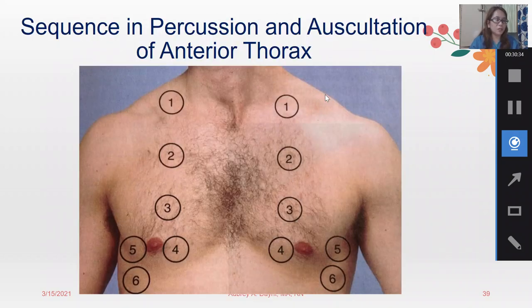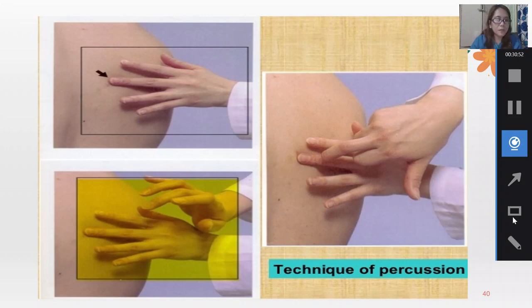Okay? So, another sequence, pag naka-anterior naman si client. So, you follow again. Again, hindi siya pa-X. Hindi yung 1, tas X. 1, dito, then baba ka na agad. Then, ganyan. So, ganun siya. Z. In technique of percussion, so ganyan po ang technique. Okay, middle finger, then itatap mo lang din with your middle finger. Okay, pwedeng isa lang yan, pwedeng dalawa.